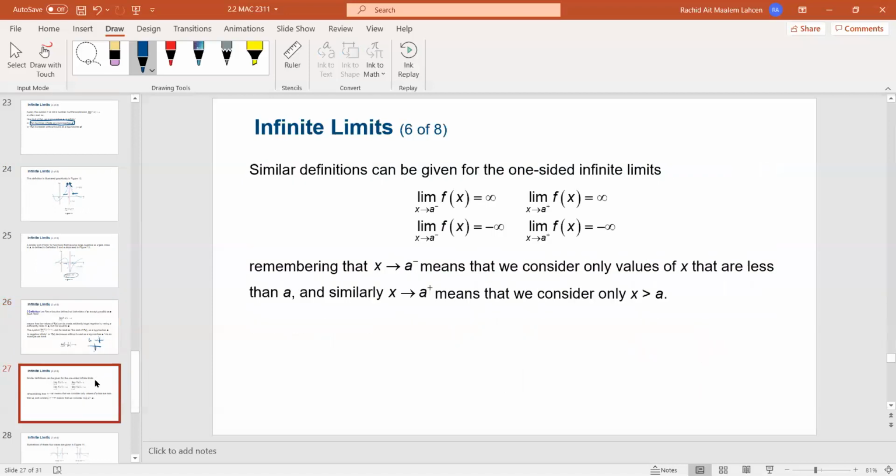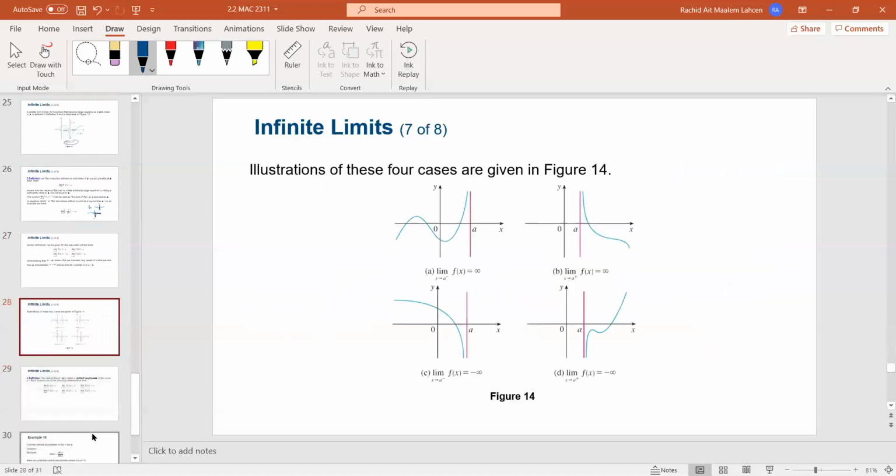All right. So similar definitions can be given for the one-sided limits, remembering that we need to consider the values that are less than a, not exactly a, like in the example, not exactly 0. And here are different cases, so you can pause the video and see the different answers to these. So on the left, you see the graph is going up, all right? Same thing here, and this, right?